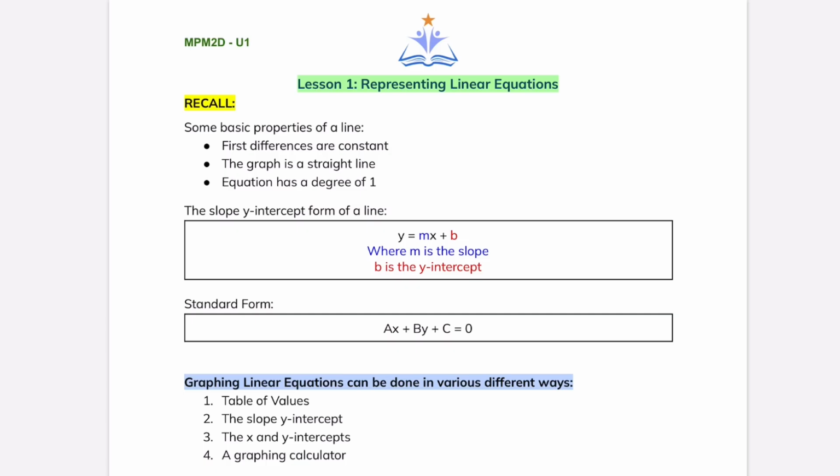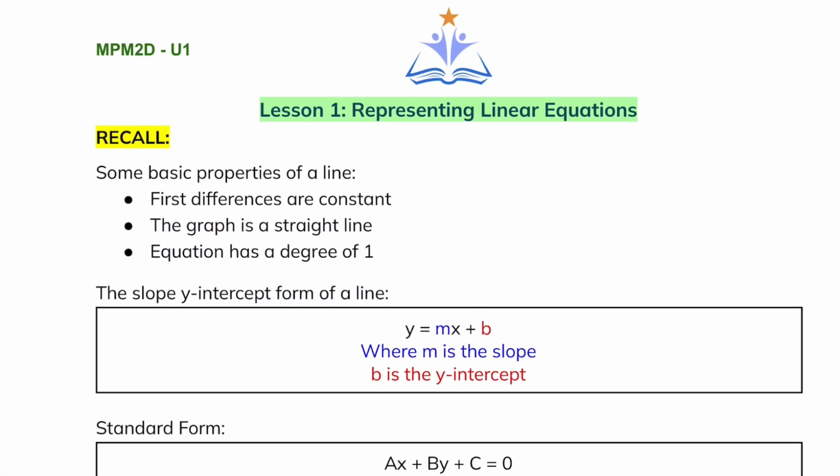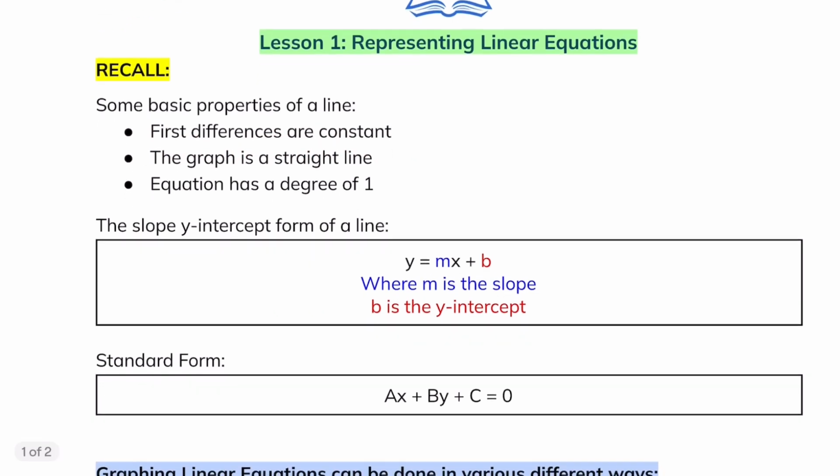So some of the basic properties of a line, I've listed them here for you, which you should know. In case you don't remember, I'm going to go through them for you. The first is that the first differences are constant, and I will show you an example of what that means in case you don't remember.